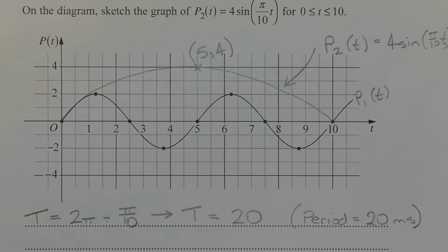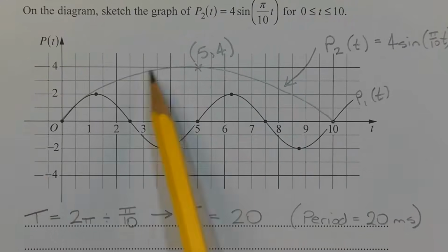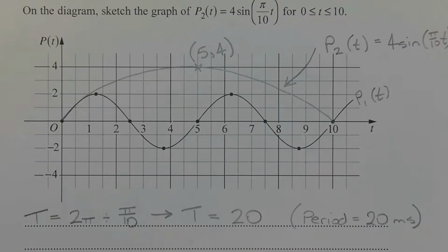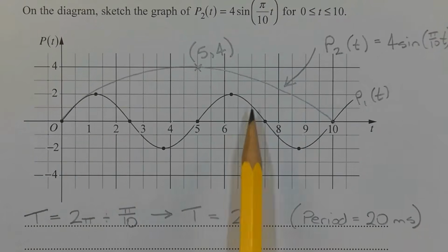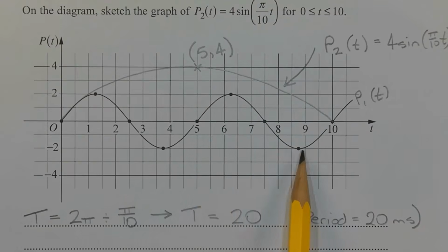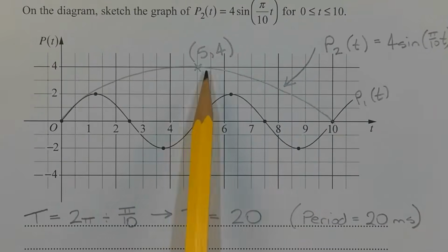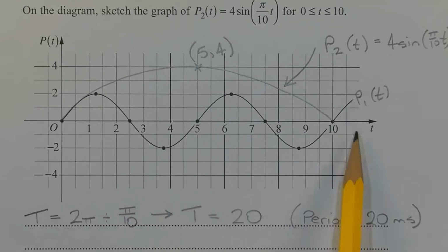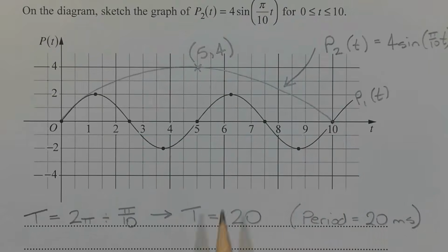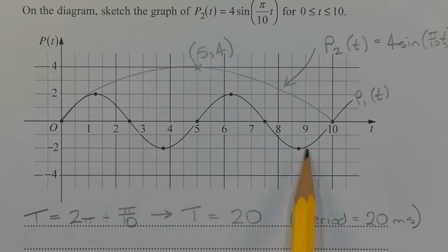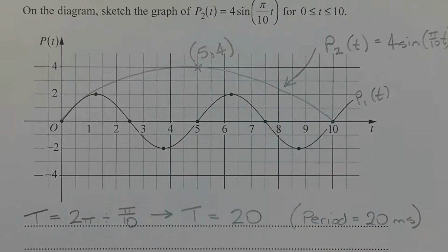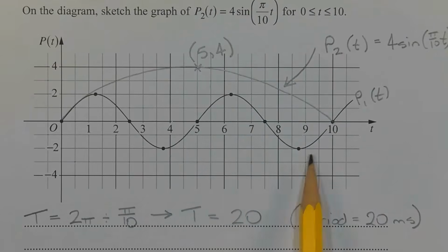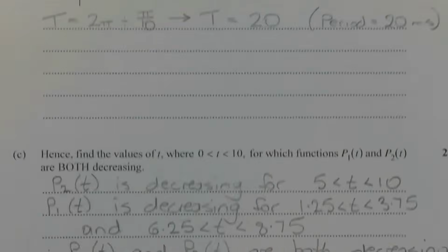By inspection of the graphs of P1 of t and P2 of t, we can see that P1 of t is decreasing between this point here and this point here, and also between this point here and this point here. Now looking at P2 of t, it's decreasing between this point here and this point here. So clearly the values of t where both P2 of t and P1 of t are decreasing is between this point here and this point here.